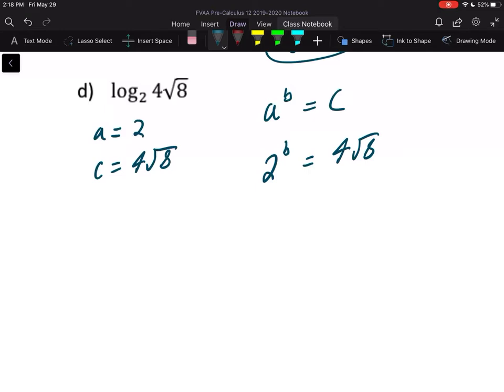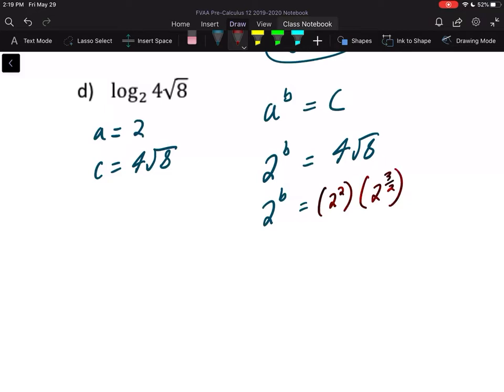However, I can switch what's on the right-hand side. I can substitute to get a base of 2 on the right-hand side. So this is 2 to the B still. I'm going to substitute the 4 with 2 squared. And I'm going to substitute the root 8 with 2 to the 3 over 2.